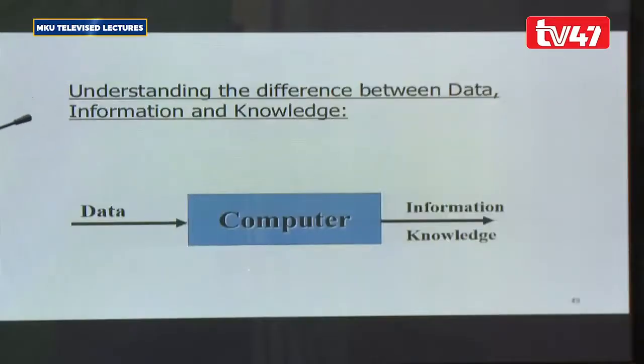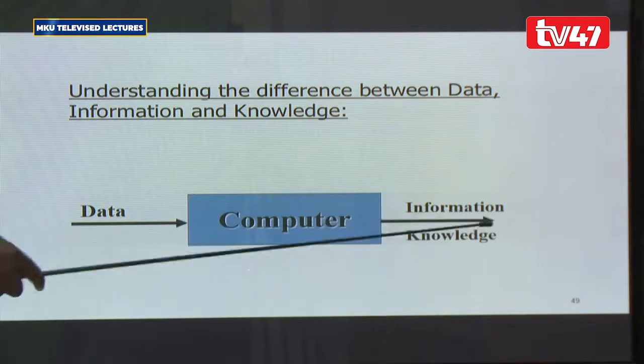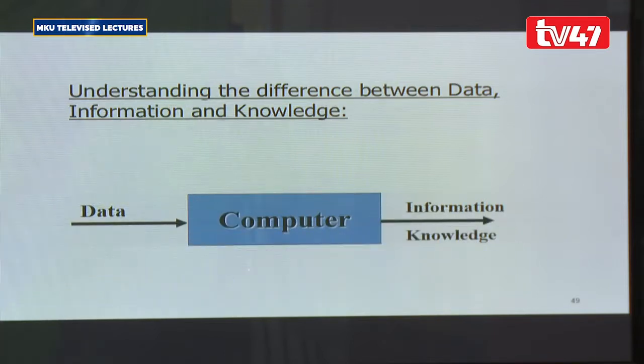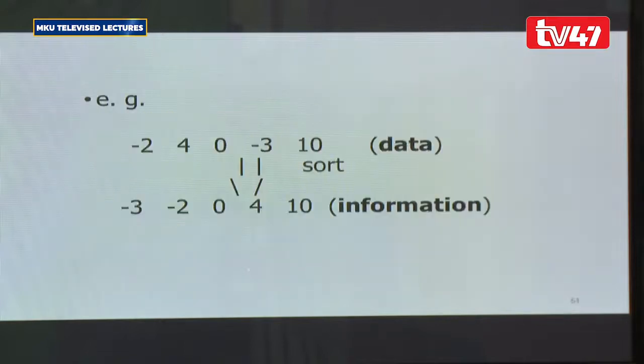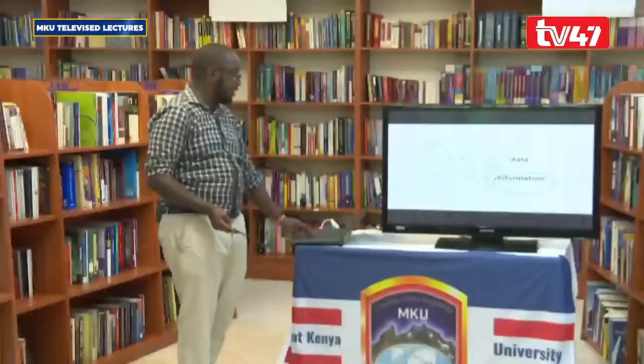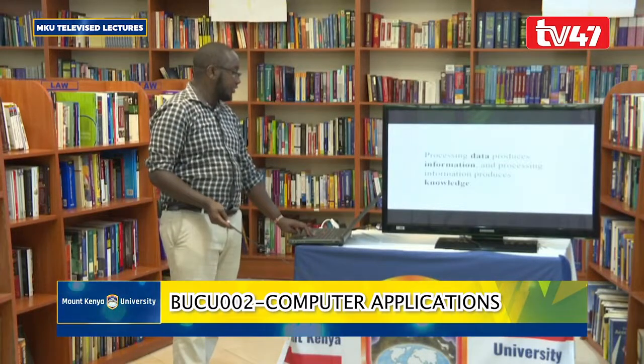Just an easy illustration of how a computer processes: from data to a computer to information and lastly to knowledge. We're going to be discussing that as we move on. So that's a representation of how data moves to information.